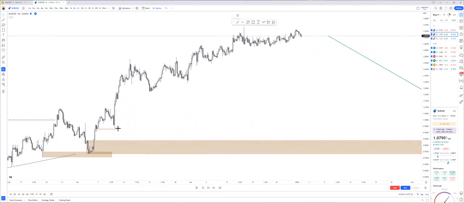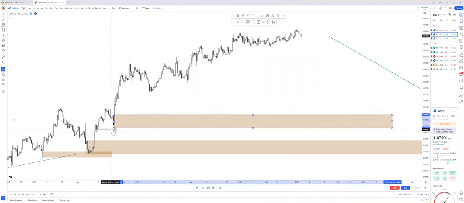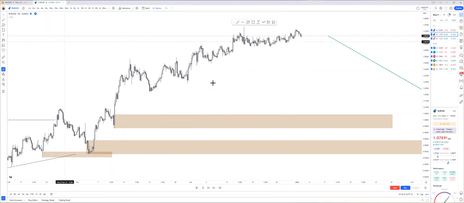I'm going to drop the next area. So it would be this one. Yeah, so that one still hasn't been mitigated, but it's an area for me to pay attention to. So then price on this, it keeps moving up. It's quite bullish.